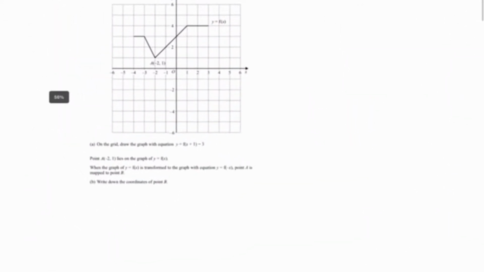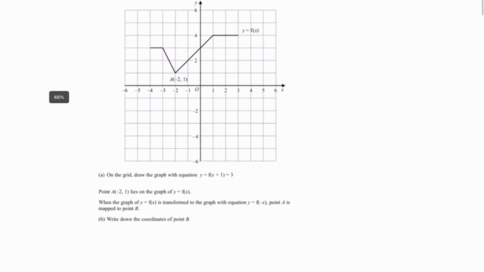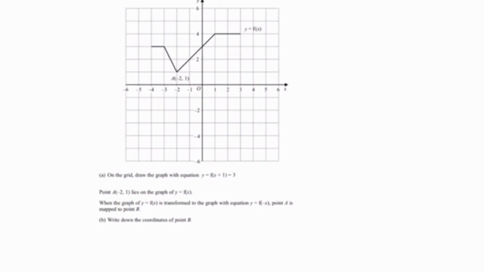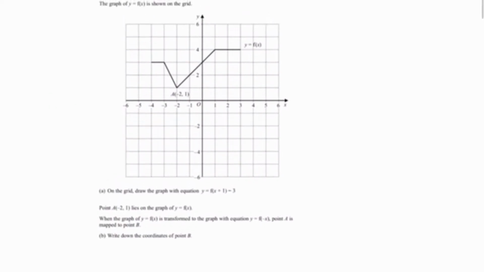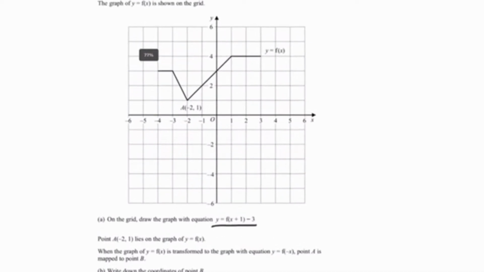What we have now is, if I go here, function transformations. Let me make sure it can all be visible. Okay, so in this first question we have a graph showing y equals f of x, and we're told on the grid to draw the graph with equation y equals f of x plus 1, minus 3.